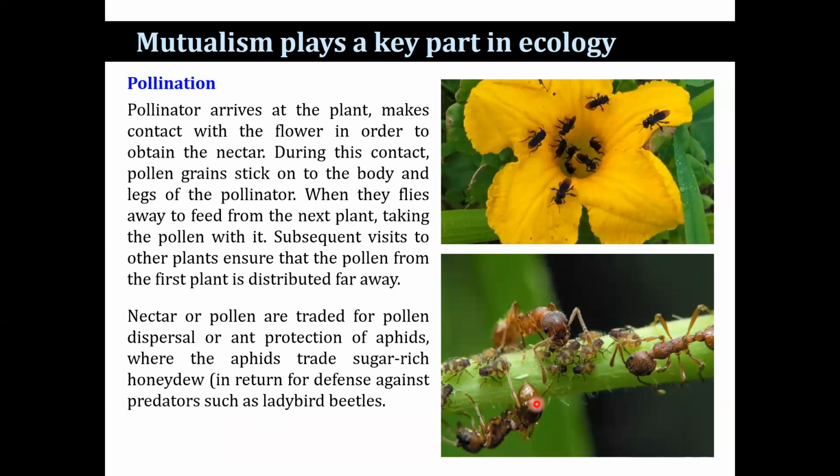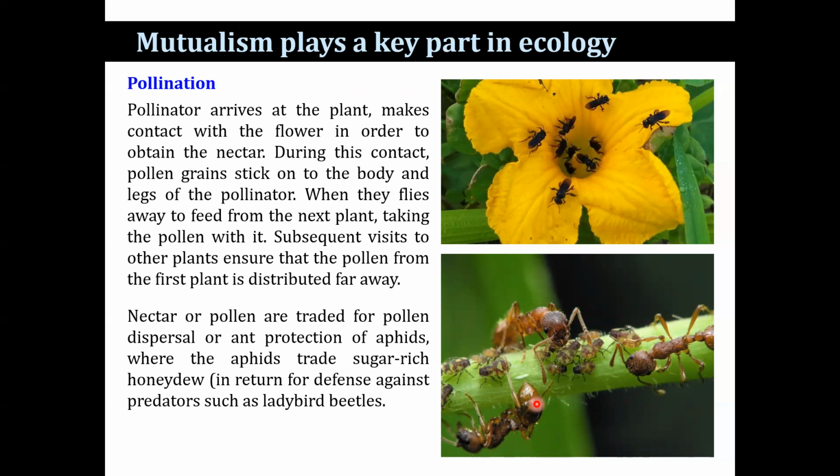And another important example is pollination. A pollinator arrives at the plant and makes contact with the flower in order to obtain the nectar. During this contact, pollen grains stick on the body and the legs of the pollinator. When it flies away to feed from the next plant, taking the pollen with it, subsequent visits to other plants ensure that the pollen from the first plant is distributed far. And nectar or pollen are traded for pollen dispersal, and for protection of aphids, where the aphids trade sugar-rich honeydew.